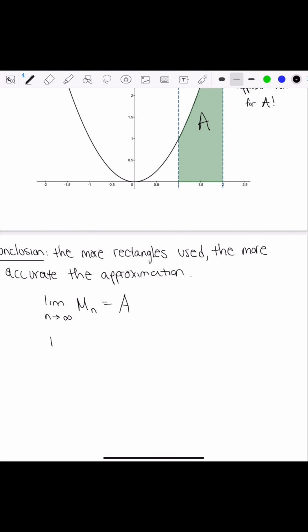So that holds for each of the rectangle approximation techniques that we learned, right? For the right endpoint, for the left endpoint, and for the midpoint.